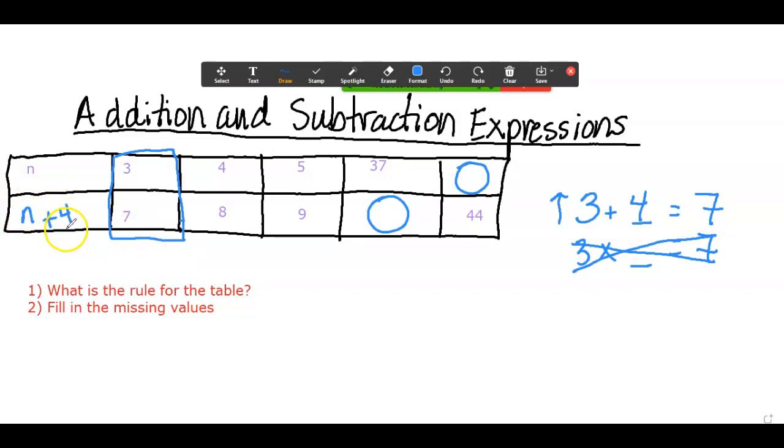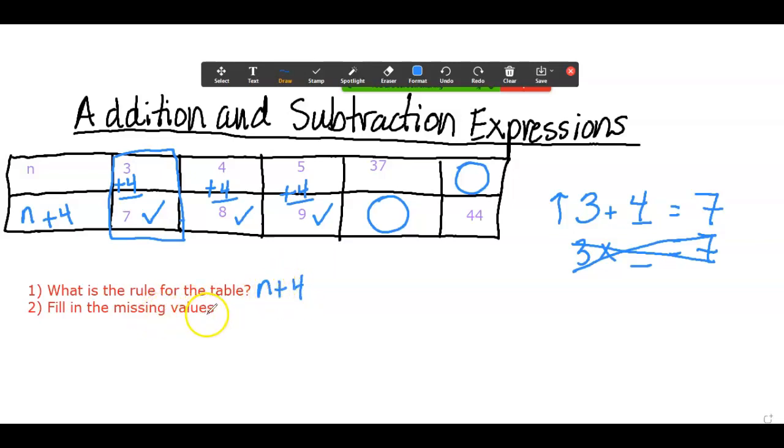But I have to double check. I know, because I just figured this out, 3 plus 4 is 7. So now I have to double check with the other columns, because remember it has to fit every row and column to be the rule. So is 4 plus 4 8? Yes. Is 5 plus 4 9? Yes. So we were correct. N plus 4 is the rule.